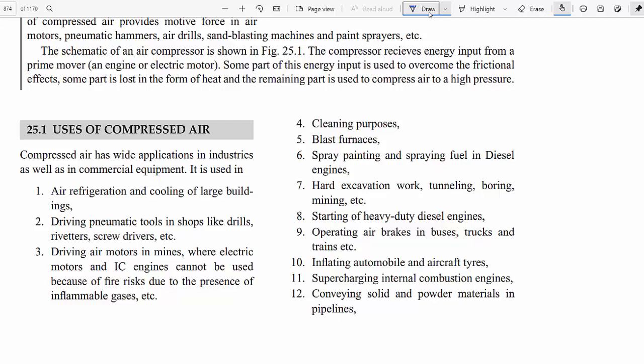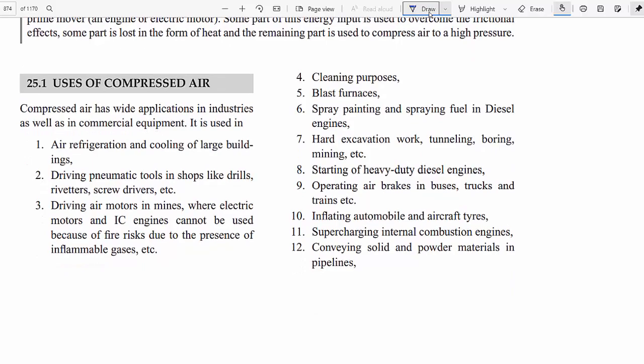Inflating automobile and aircraft tires, supercharging of internal combustion engines, and conveying solid and powder material in pipelines. These are some applications of compressed air.